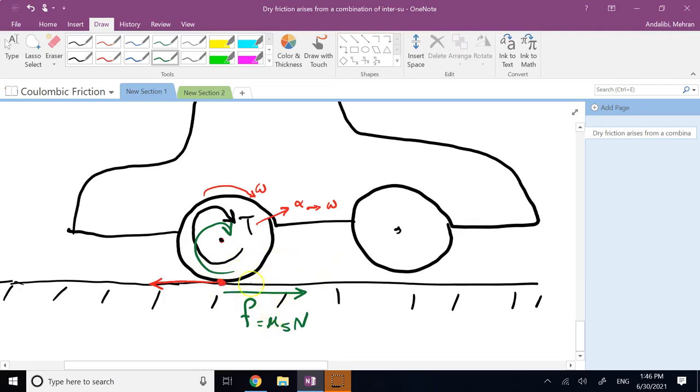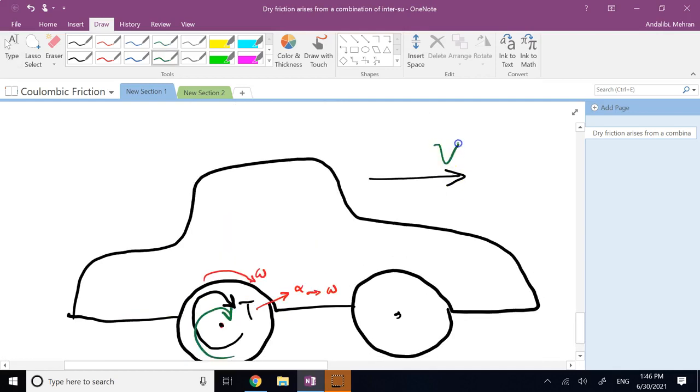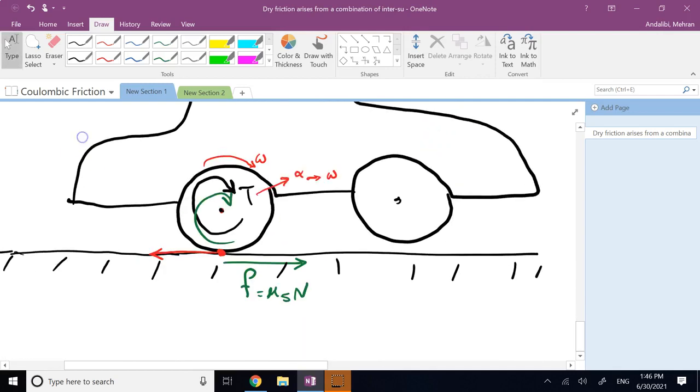Okay, so as you can see, on the driving wheel, the direction of friction is the same as what? The direction of motion. Now, what about the driven wheel? This wheel here does not have any torque on it, okay? It's just driven. Now, how does friction act on this one?